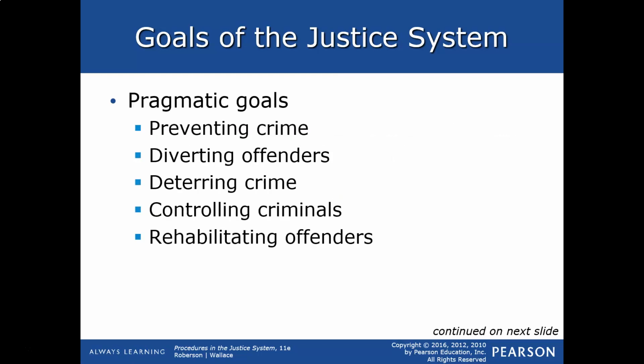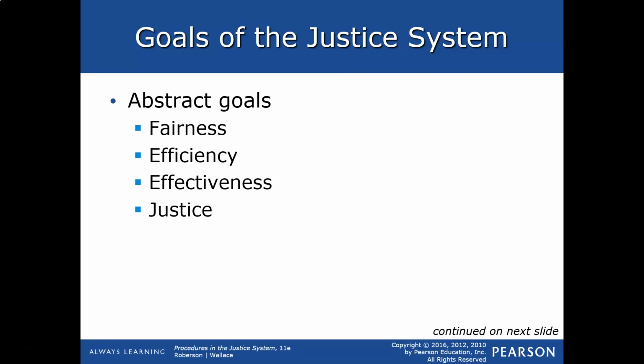Okay. These are just some more goals of the court system: preventing crime, diverting offenders, deterring crime, controlling criminals, and rehabilitating offenders. There's a bunch more, so I'm going to keep going. Abstract goals: fairness. How do you think we're doing? Efficiency? Would you consider our court system efficient? Would you consider our court system effective? And back to it, what does that even mean? Okay, I know. This class frustrates me because of that.